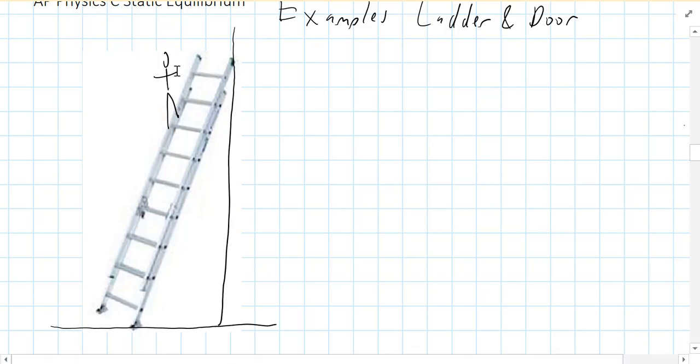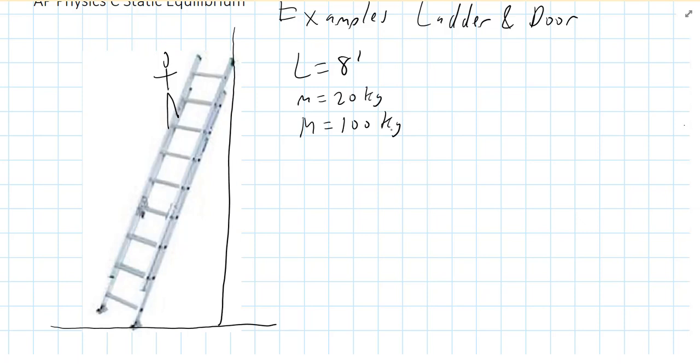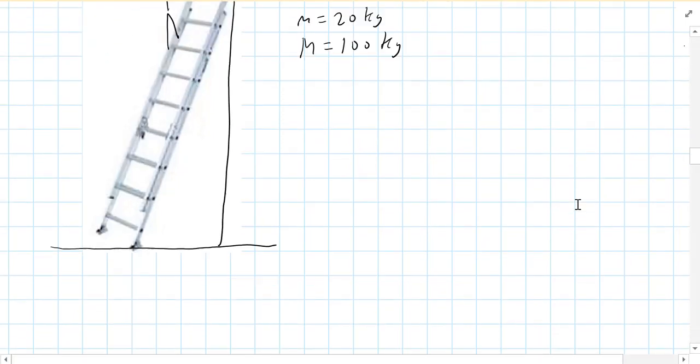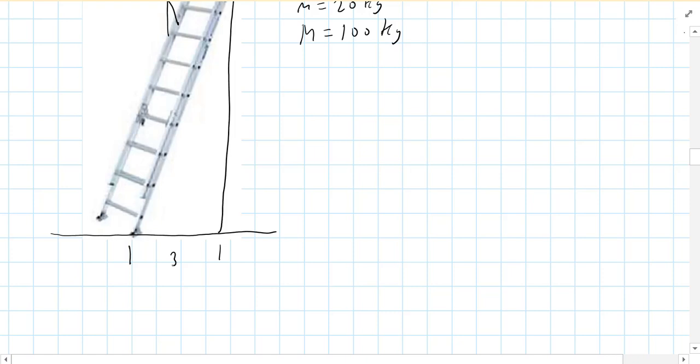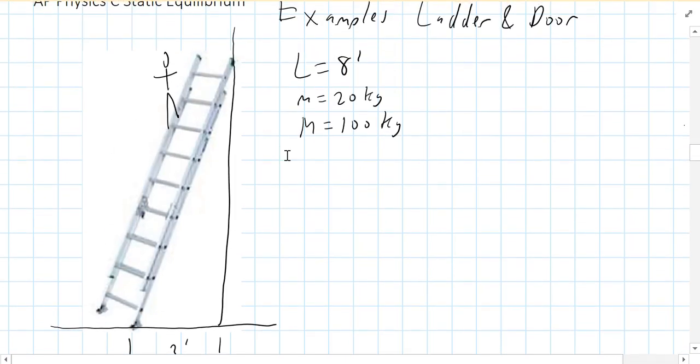Now, here's the deal, and let's give you some statistics here. Let's say the length of the ladder is 8 feet. Let's say the mass of the ladder is 20 kilograms, and it's a light ladder, and the mass of me is 100 kilograms. Now that's a little over what I actually am, but let's say I got all my Christmas gear and stuff that I'm carrying up there. So let's say it's 100 kilograms. And let's say that the distance between the base of the ladder and the wall is 3 feet. So the length of the ladder, 8 feet, is 3 feet from the base of the wall.